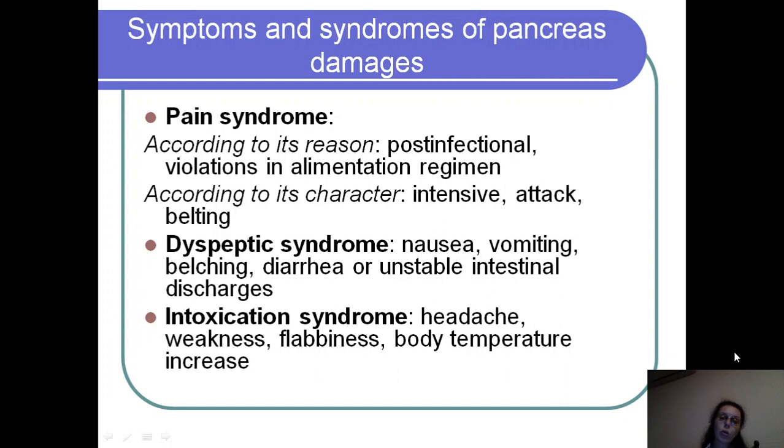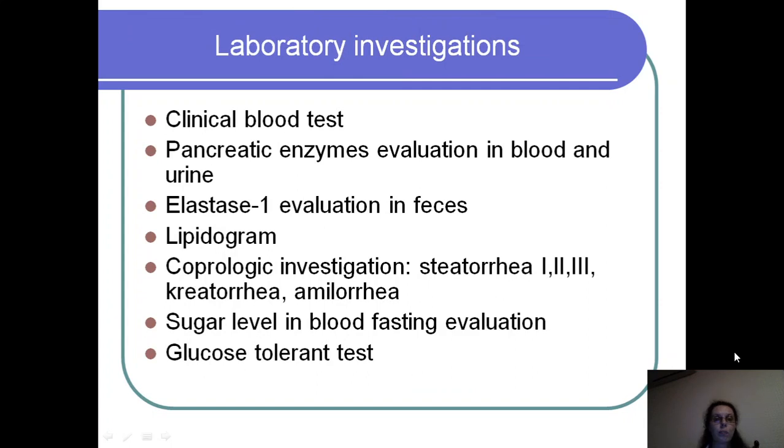So that's why characteristics of diarrhea and characteristics of all other objective signs may also help you to guess a diagnosis. And intoxication syndrome I will not stop at because it contains all the same non-specific symptoms which are usually typical for any intoxication of any origin. If to discuss laboratory investigations, they include clinical blood test, and here for pancreas it will be of no specificity at all. Pancreatic enzymes evaluation in blood and urine.